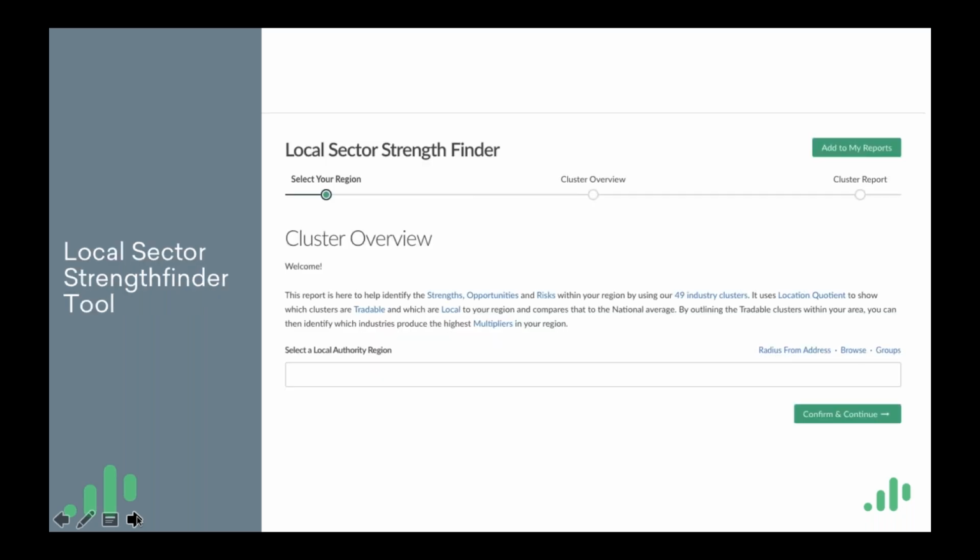As I mentioned at the start of the webinar, I'd like to give you a sneak peek at the new local sector strength finder tool. This is an online, self-serve tool. You don't need to be coming at this from a background in research analysis or as an economist. This is for everyone to be able to use. It's self-explanatory, quite simple, but it also provides clear insight, much in line with what we've already seen. What I thought it would be fun to do is to actually show the tool itself.